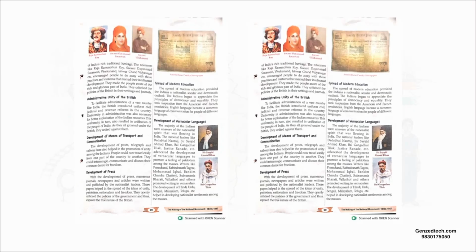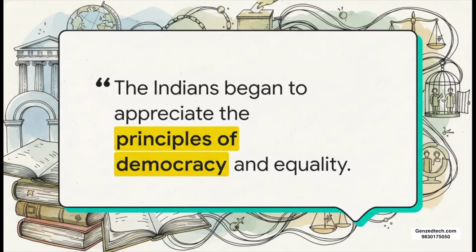Thinkers like Raja Ram Mohan Roy, Swami Dayanand Saraswati, and Swami Vivekananda were absolutely pivotal here. They sparked an incredible religious and cultural renaissance. They got people to look back at India's amazing, rich history, and this created a whole new sense of pride. And that pride became a powerful foundation for nationalism. And at the same time, a totally different kind of awakening was happening, all thanks to the spread of modern education.